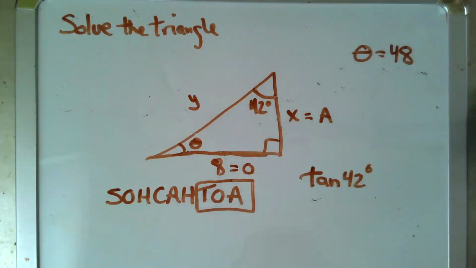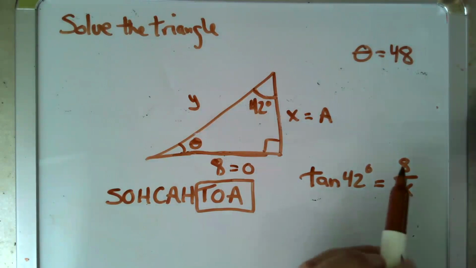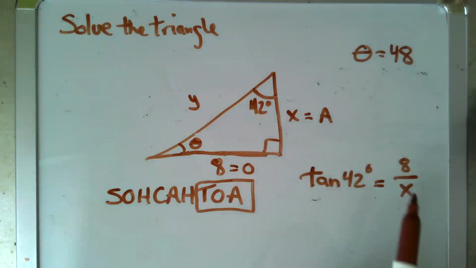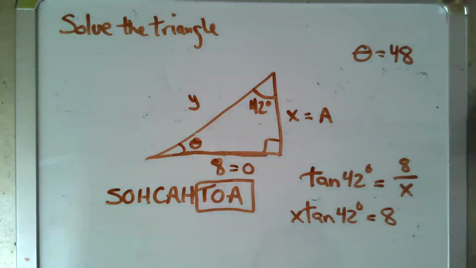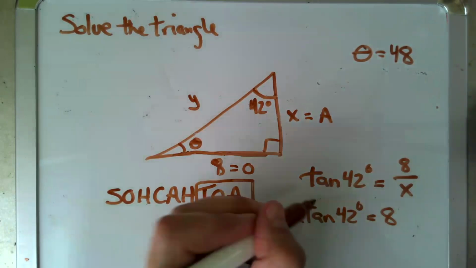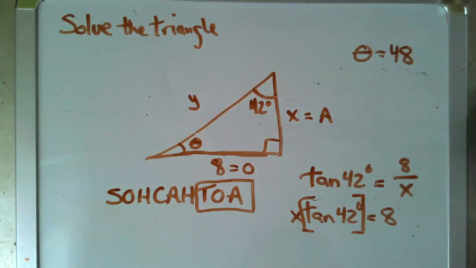So tangent of angle 42 equals the ratio of 8 over x. And now I'm going to multiply both sides by x to get this out of the bottom. And now I am going to divide by the tangent of 42.